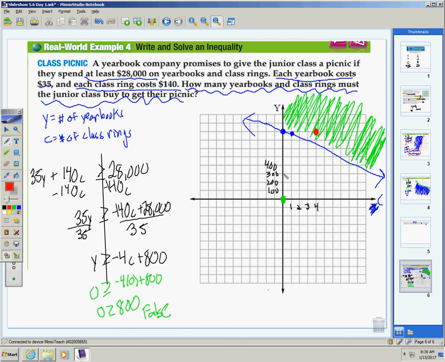That's all there is for this lesson. Okay, graphing the line is exactly the same as what we've done before. The only new thing is the shading.